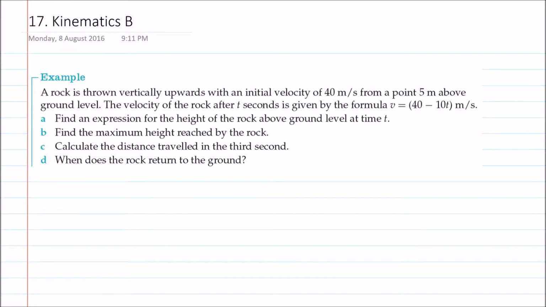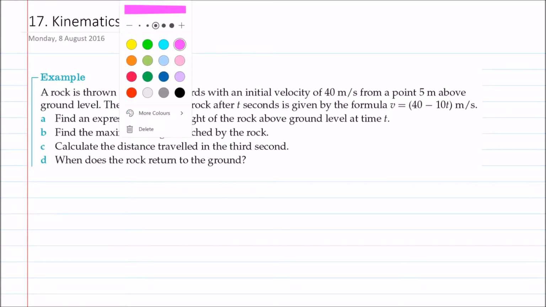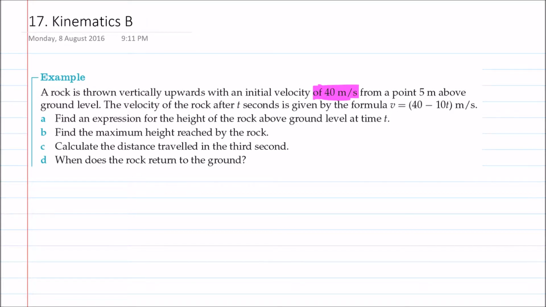Hi everyone, in this second kinematics video we're going to be looking at this example just to illustrate further the concepts that we learned in that first kinematics video. So a rock is thrown vertically upwards with an initial velocity of 40 meters per second. So it's handy just to highlight some of the key information you find.